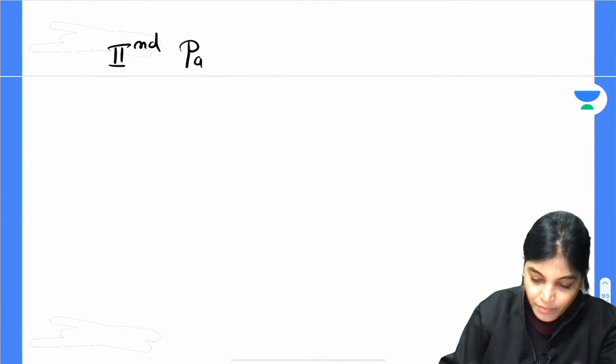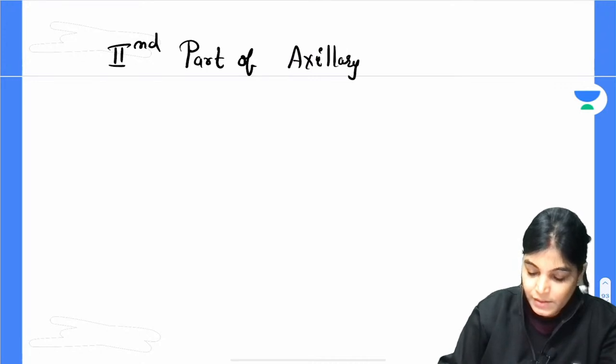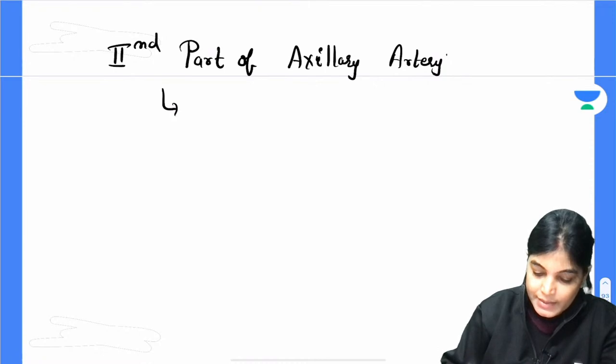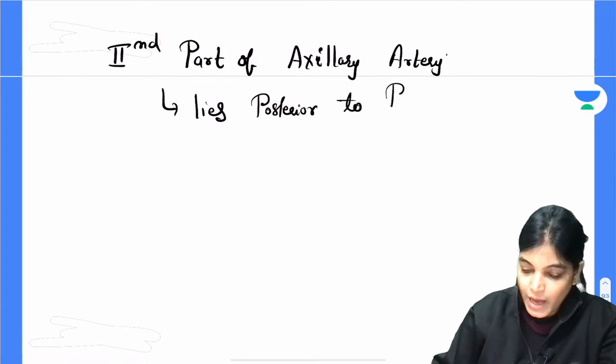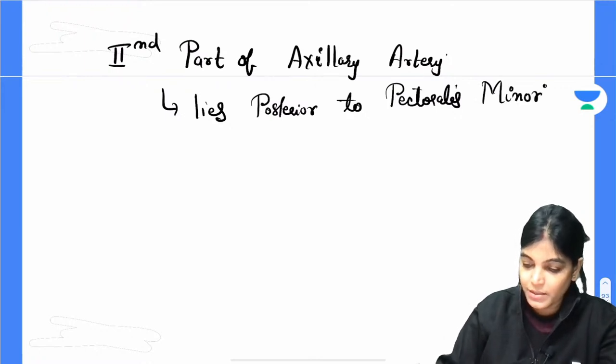Second part of axillary artery. The second part of axillary artery lies posterior to pectoralis minor muscle.